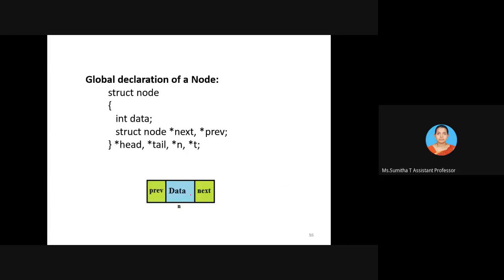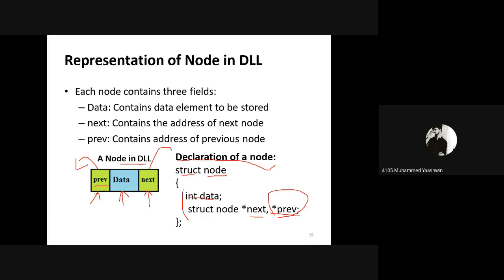Ma'am, in this case, a null character will be there for the first element, the head element, right? We used to fill null in the last pointer in a singly linked list, right, ma'am? So in this case, both the first head and the tail will have null, ma'am.